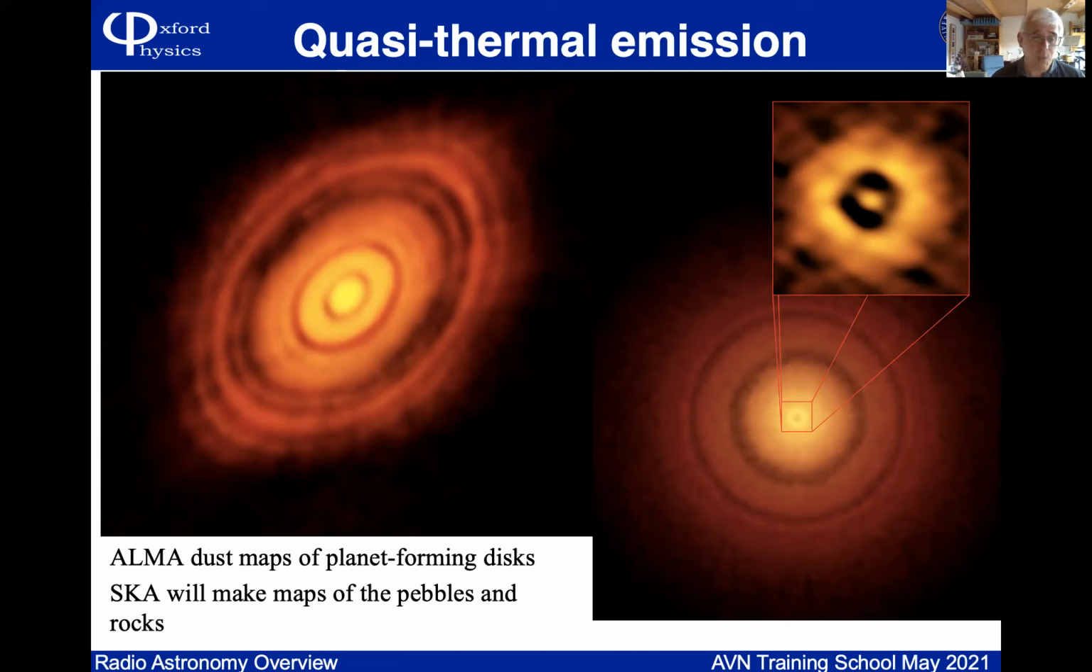And actually, one of the things the SKA will do is follow that process up into the larger objects. So rather than seeing the dust, it will see the pebble and rock-sized objects, which are centimeters in size, matching the wavelengths which will be observed with the SKA.